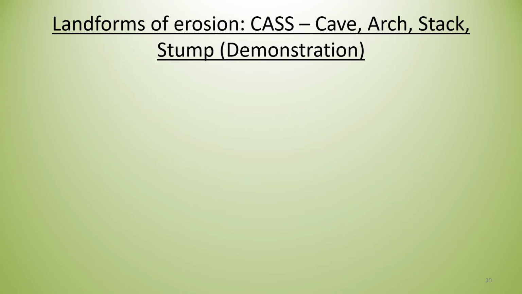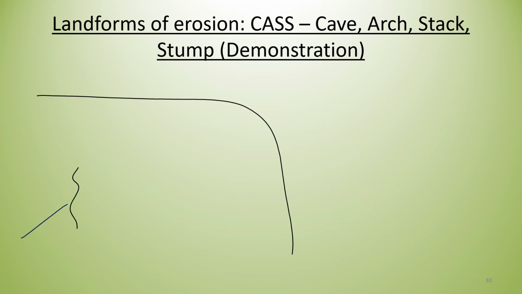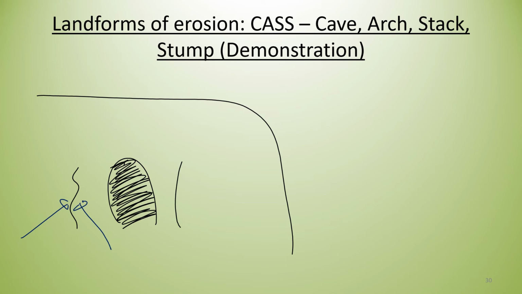At a headland, sometimes you get a piece of land that sticks out and it will have a crack in it. Hydraulic action will force air and water into that crack, widening it to become a cave. As that cave is deepened, further hydraulic action and abrasion will be happening on both sides of the headland, and that cave will break through to form an arch.